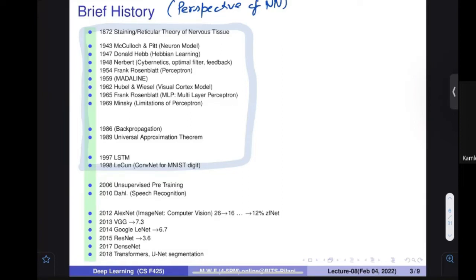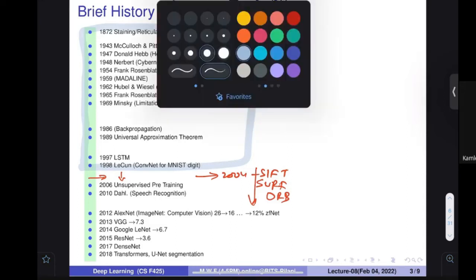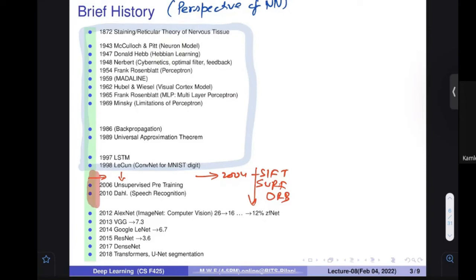There was a very interesting and celebrated algorithm that came around 2004 called SIFT, Scale Invariant Feature Transform, by David Lowe. Many other algorithms like SIFT, SURF, ORB, and many other methods people were trying at that time. So this period was full of activity related to handcrafted methods.